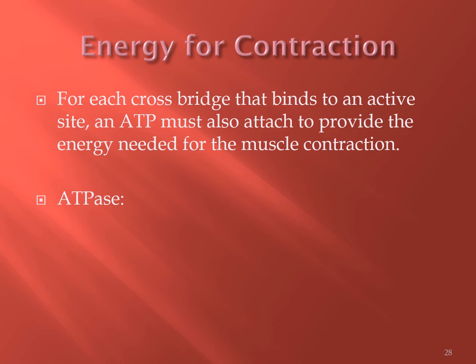The ATPase will actually help us determine how fast this contraction can occur. One of the major differences between fast twitch and slow twitch muscle fibers is that fast twitch fibers have a very fast acting ATPase, or a very fast acting enzyme, whereas slow twitch fibers have a slower ATPase. So they are slower at completing this cross bridge cycling.